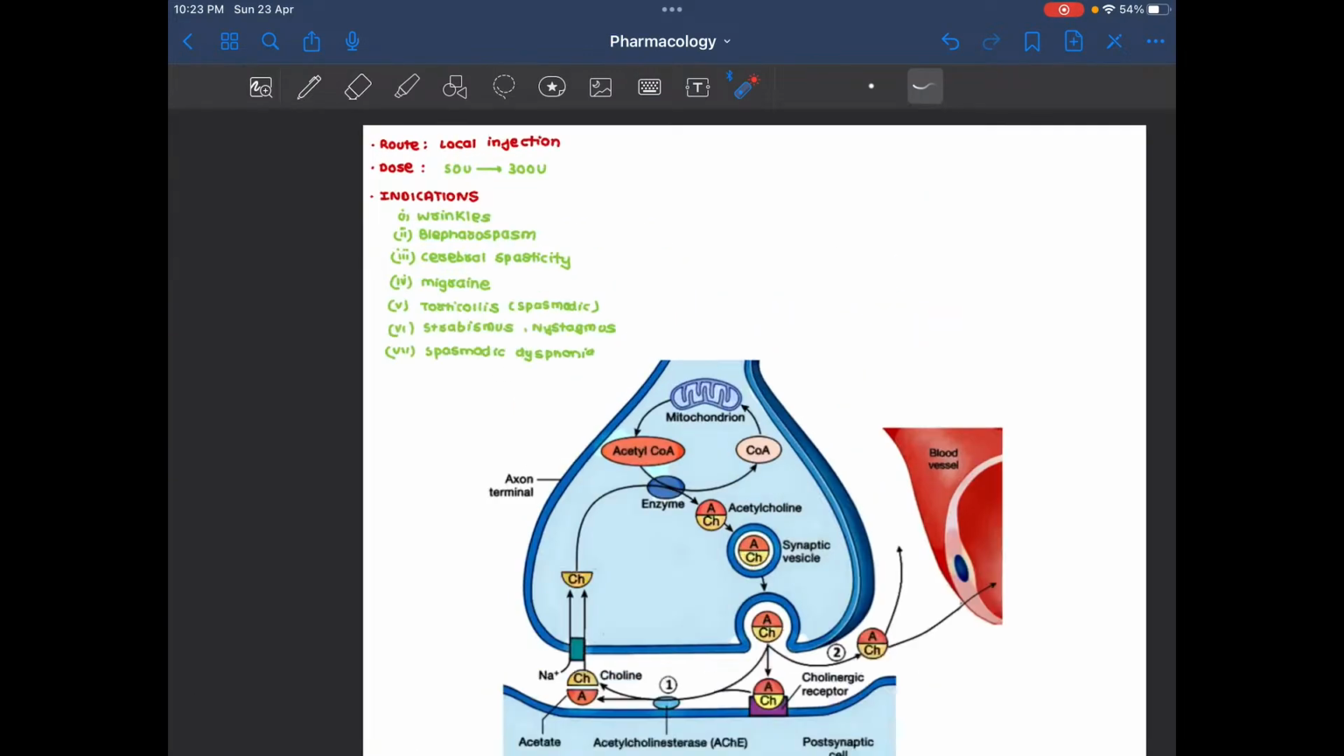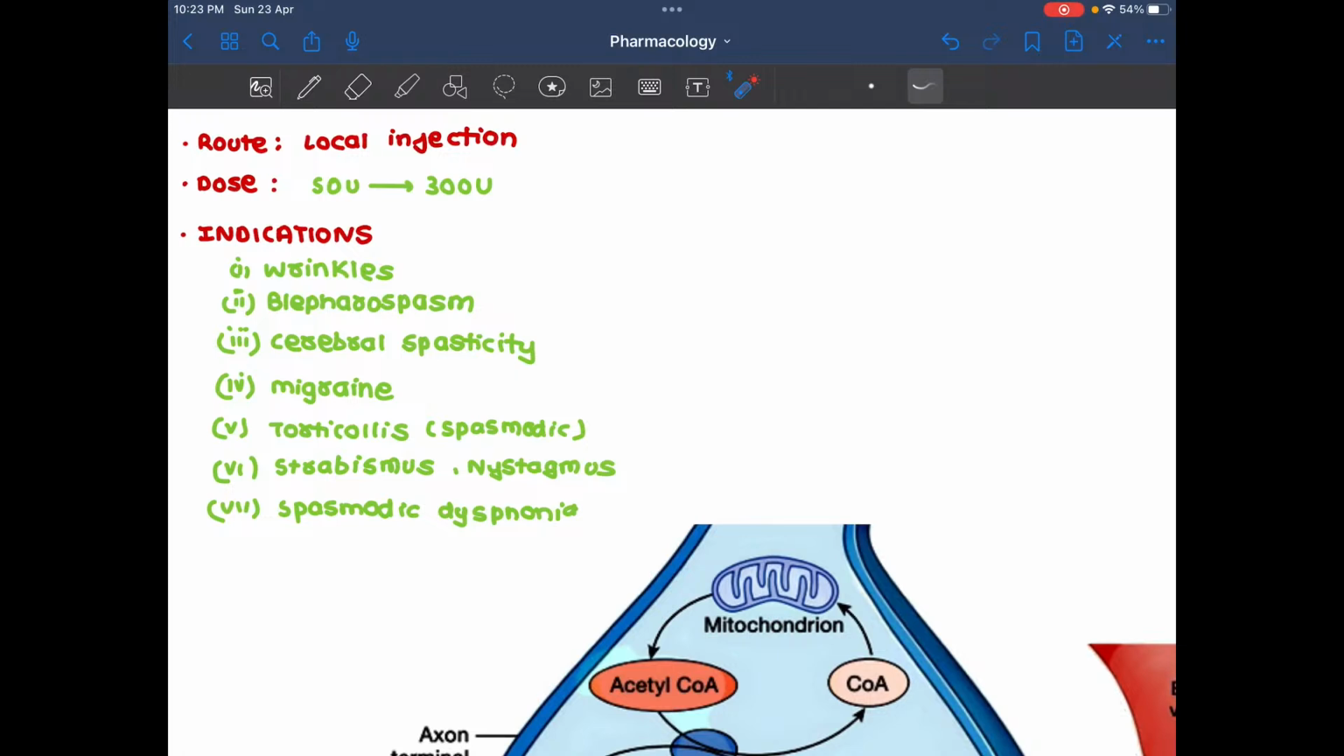And what do we use it for? It's mainly given as a local injection. We give it intramuscularly through the local route. And what is the dose that we give? The dose can range from 50 to 300 units. And what are the indications?